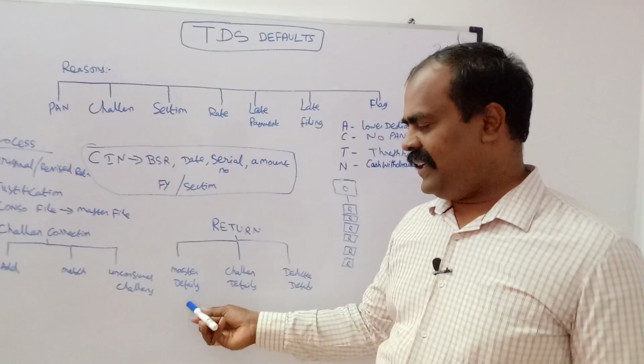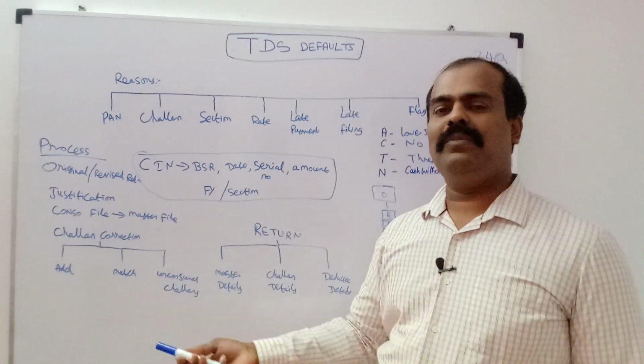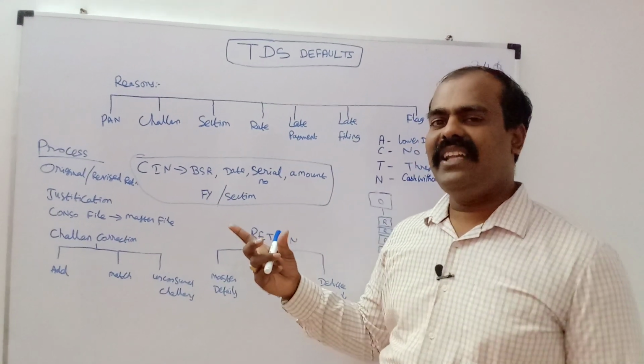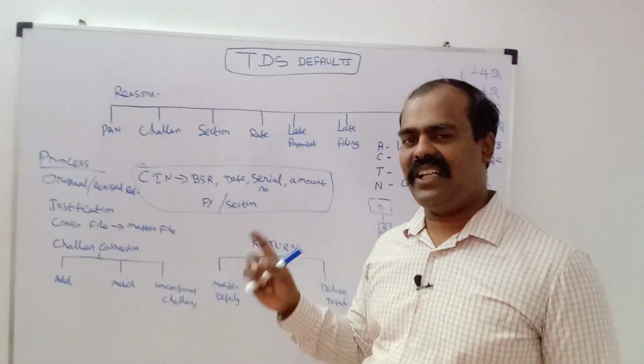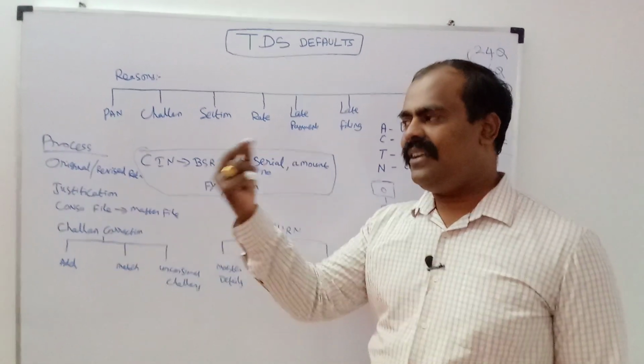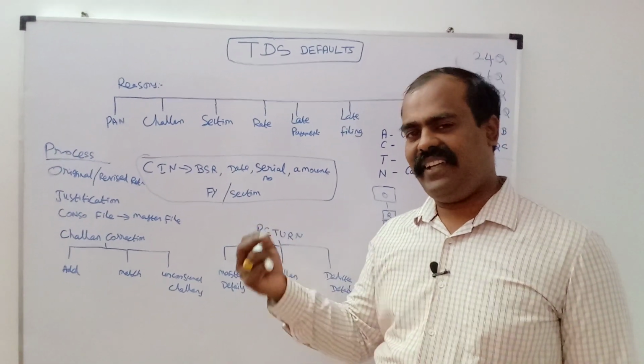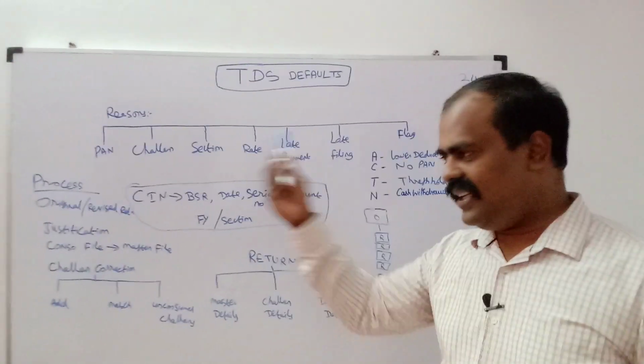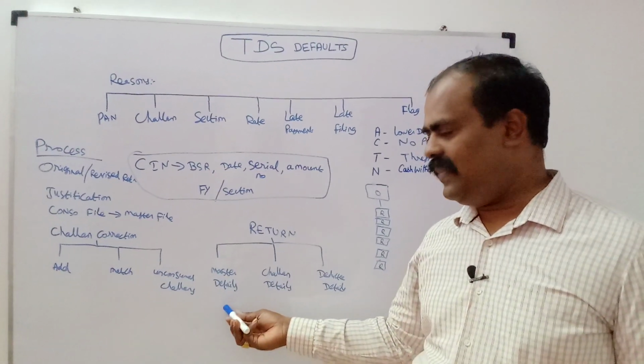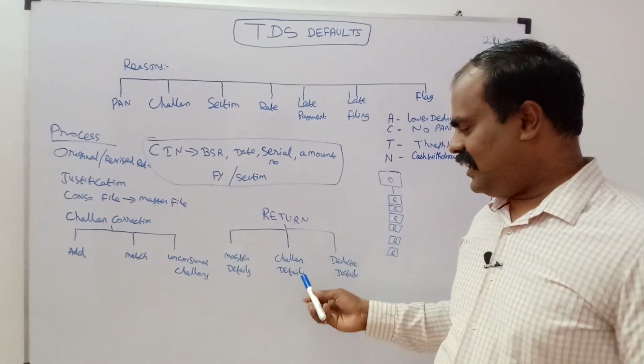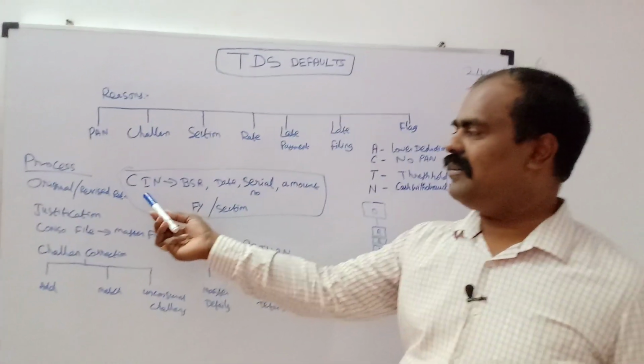Master details: nowadays the department prefers only the profile in TRACES. tdscpc.gov.in is the website, and in that there is an application called TRACES. So you update it in the profile, and it is automatically updated as master details. And then for Challan details, you have to come here.